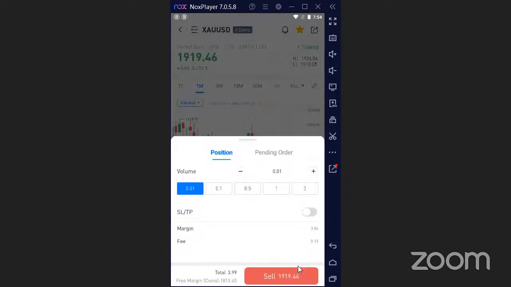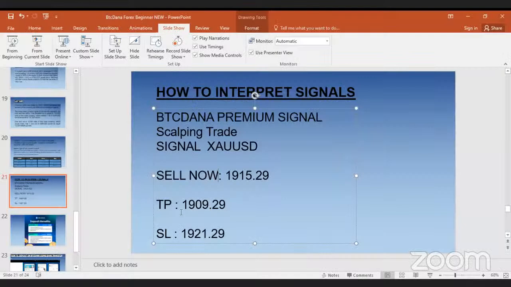When you click on sell right now, we have the SL and the TP. Remember what I said SL and TP is? That is our stop loss and take profit. So assuming I send this kind of signal, we have TP, and this is the number for the TP. Then we have SL, and this is the number for the SL.